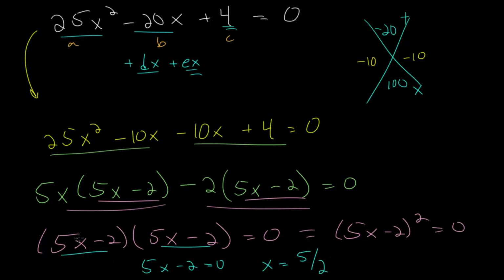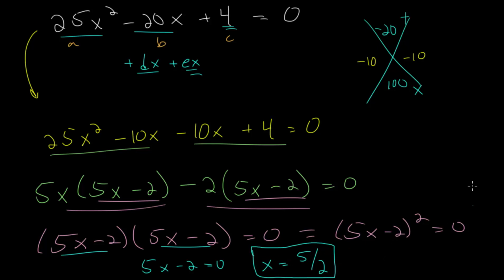But this value actually works in the other expression as well. So this is the rare case with a quadratic equation where we end up with one solution, but we would consider this a double solution. We essentially have the same solution twice. And it does have interesting graphical properties when we end up with this double solution.